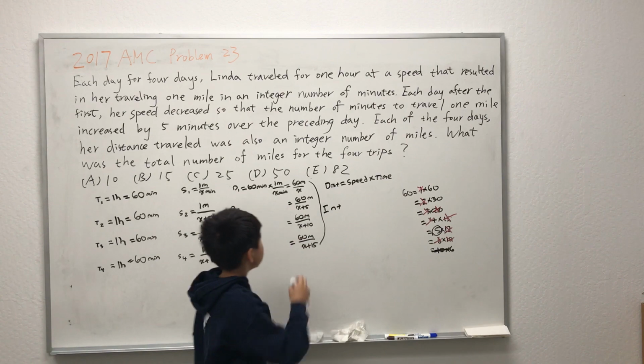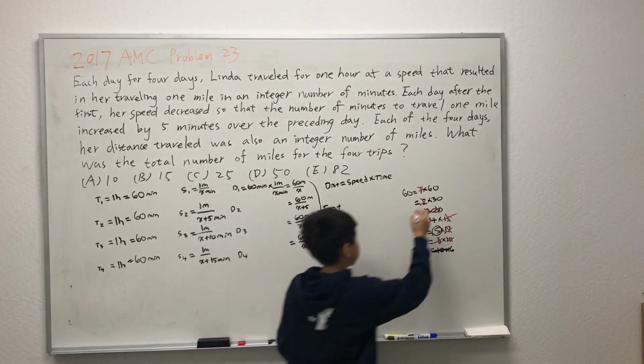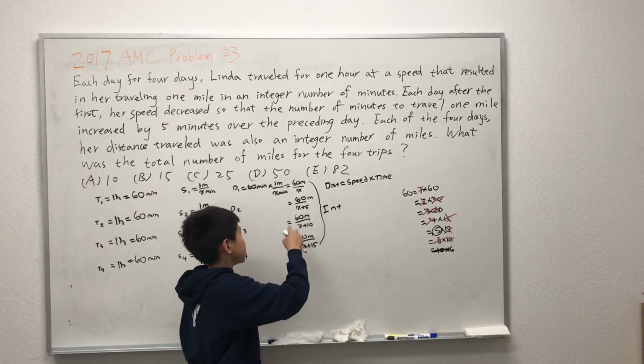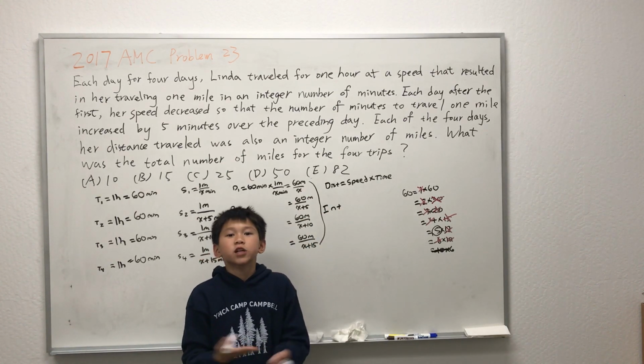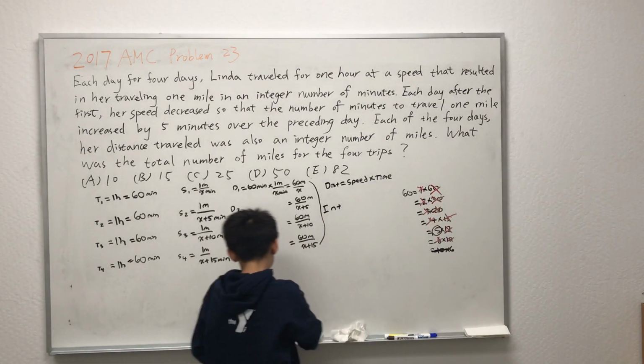So 30 now. 60 over 30, that is an integer, but 60 over 35 is not an integer. And last but not least, 60. 60 divided by 60 is an integer, but 60 divided by 65 is obviously not an integer. Therefore, 5 is the only choice for x.